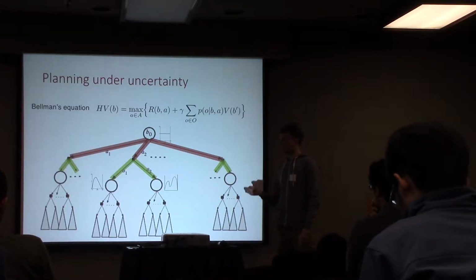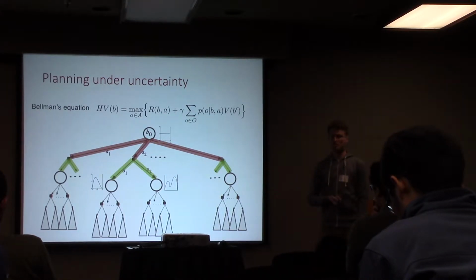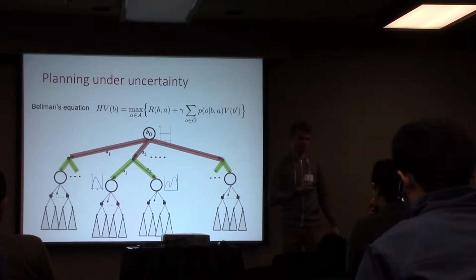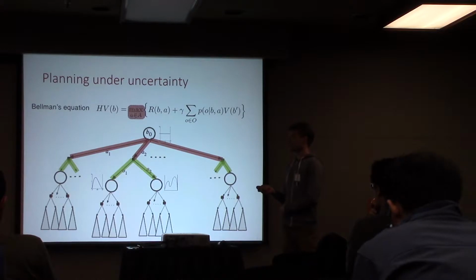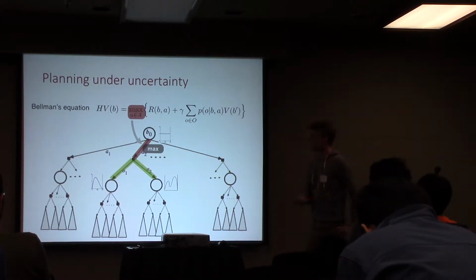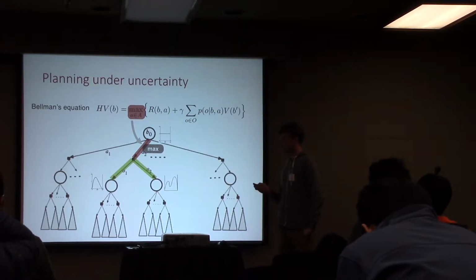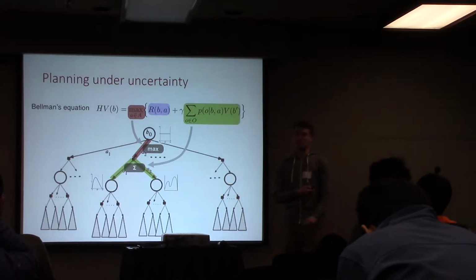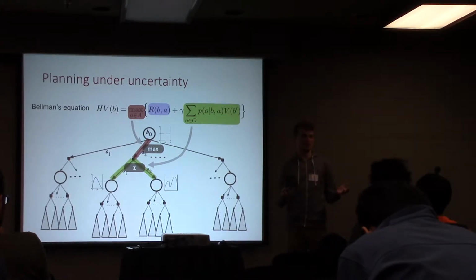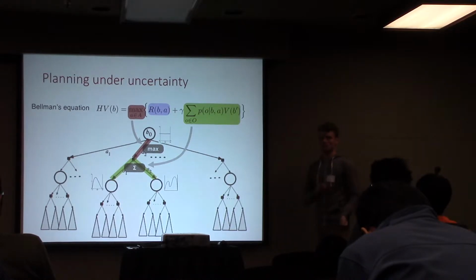Alright, so we can just do kind of standard search in this graph, and we can use dynamic programming with the Bellman equation. So in the Bellman equation here, this max operator corresponds to choosing a branch in the belief tree. And then the thing that we are maximizing is the immediate reward and the expected future reward. Now in this case, because we don't know what observation we may receive in the future, we have to take expectation over observations.